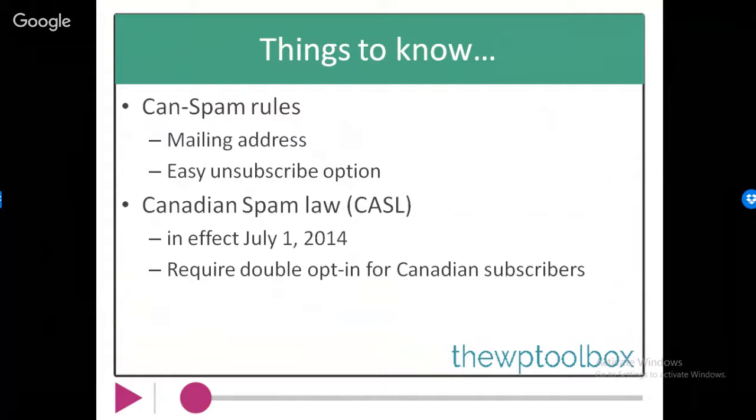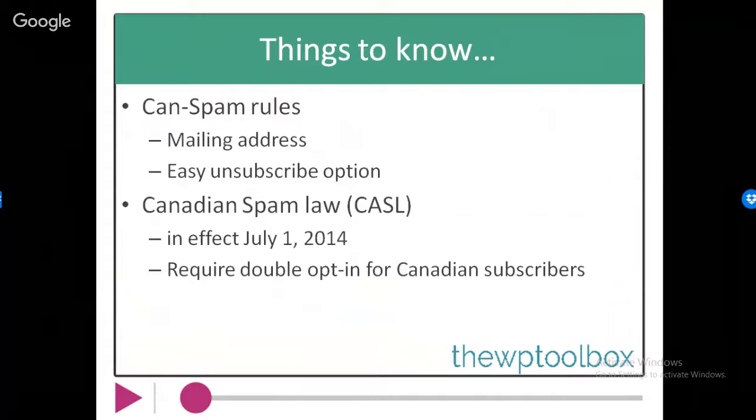And double opt-in means that there's 2 steps for them to actually opt in. So the first step would be filling out the box on your website that says, hey, I want to sign up for your list, right? And then they put in their email address. And then the double opt-in part is when they get an email message from you that says, I just want to confirm that you actually want to be on my list. And they have to click the confirmation link in that email before they're actually subscribed to your list.